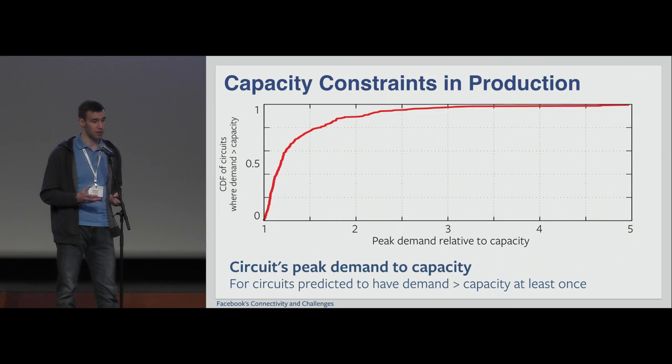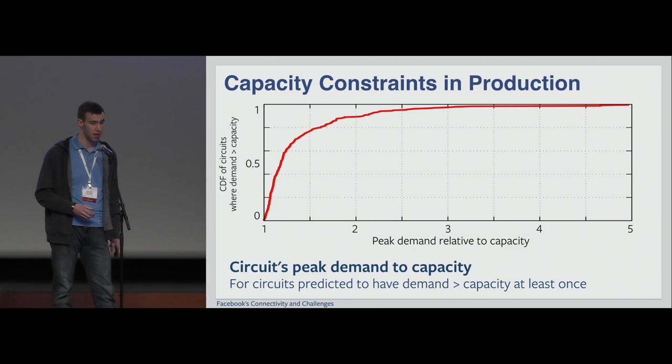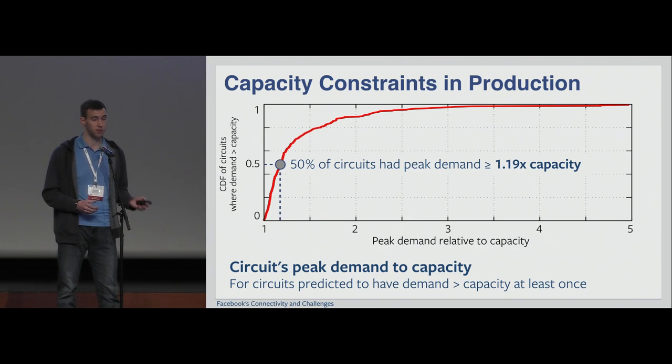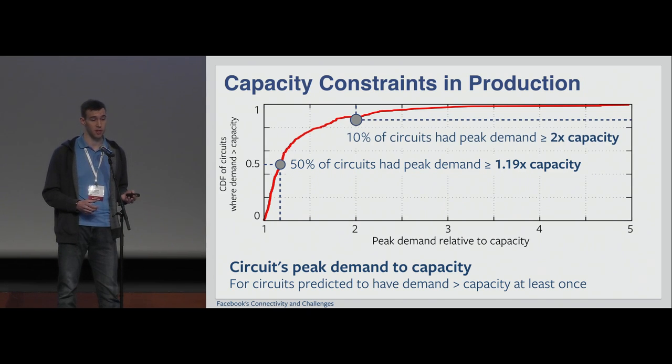Now, to further dive into how big of a problem this is, let's take a look at the circuit's peak demand relative to its capacity for circuits where we predicted that the demand was going to be greater than its capacity at least once. What I have here on the y-axis is a CDF of circuits where the demand exceeded the capacity, and on the x-axis is their peak demand relative to their capacity. So a peak demand here of 2 indicates they had twice as much demand as the circuit's actual capacity. Two key points I want to pull from this. First, 50% of circuits had peak demand that was greater than 1.19x their capacity. And then 10% of circuits had peak demand that was greater than twice their capacity, indicating that some circuits are drastically under-provisioned relative to their peak demand.